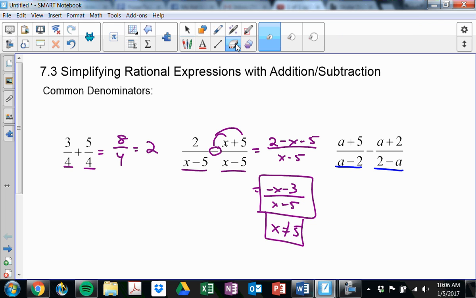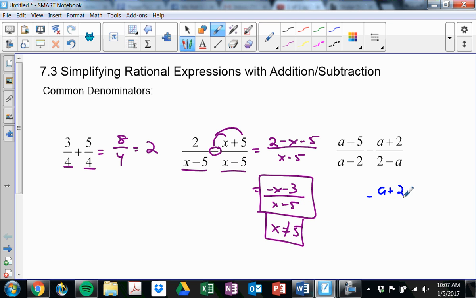Please note, I cannot cancel anything right now. I can't try and cancel these a's or these 2's or these a's, and nothing can cancel because of all the addition or subtraction. You have to cancel whole entire factors. And what I can do though is recognize that these two things are just opposites of each other. A minus 2, 2 minus a. And if I take the second fraction and I rewrite it so that it's on top still a plus 2, but on the bottom I make it negative a plus 2. So I have this now.